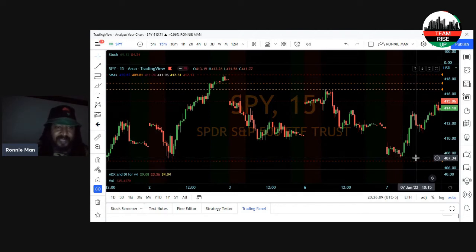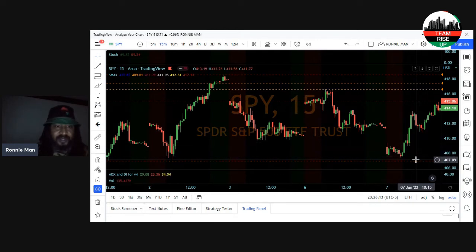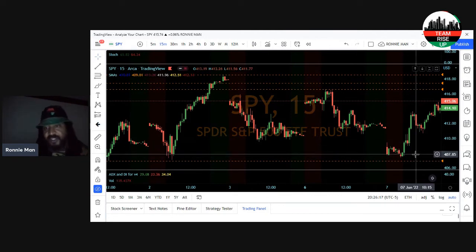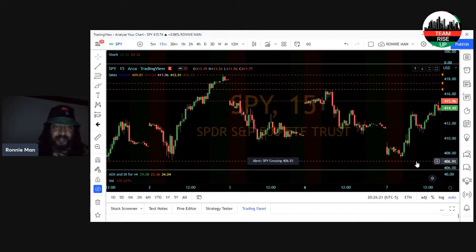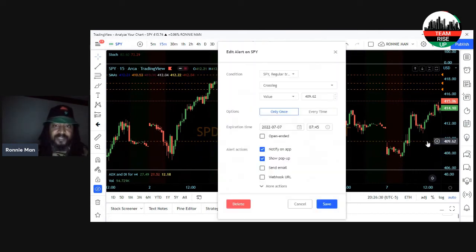I got a tight stop loss after I enter, because why? If it goes against me, I know I got a support right here. If I do stop out and it hits this support level and bounces, I can get back in. That's what just happened.